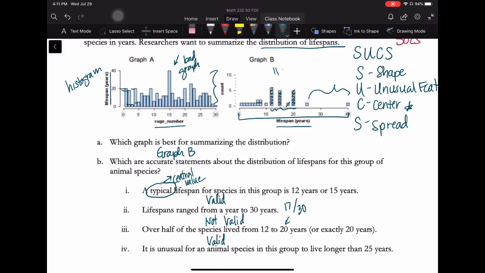And then, it is unusual for an animal species to live longer than 25 years. Well, there's one here and there's one here. That's not a lot. That is valid.